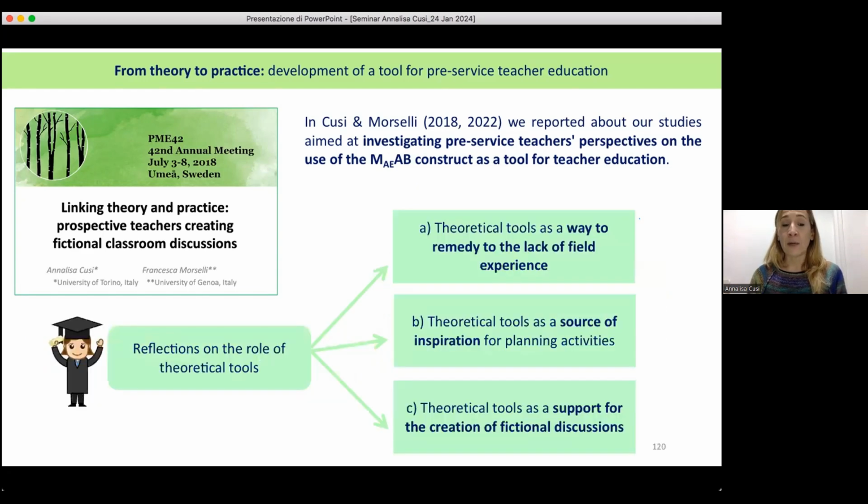They also reflected about the role of theoretical constructs. In particular, the MAEIB construct was the one that was used during all these kinds of activities. When they speak as students, they stress that this tool represented for them a way to remedy their lack of field experience. This tool is seen as a source of inspiration for designing activities and classroom discussions, and also as a support for the creation of this kind of discussions.